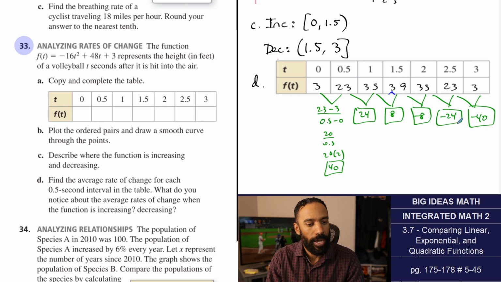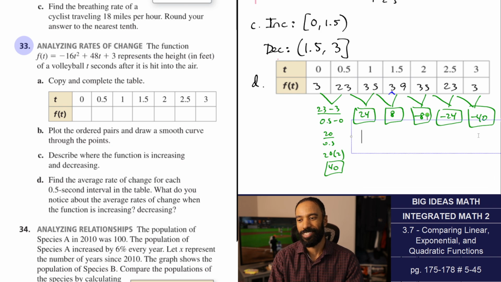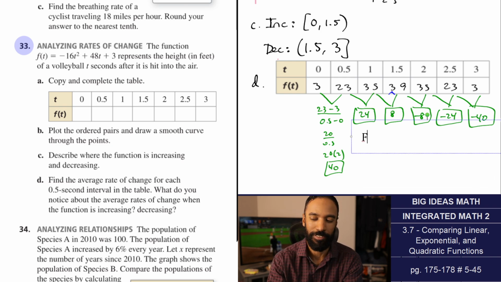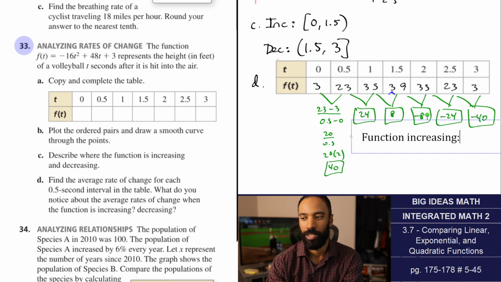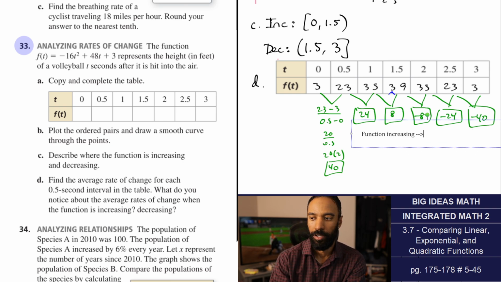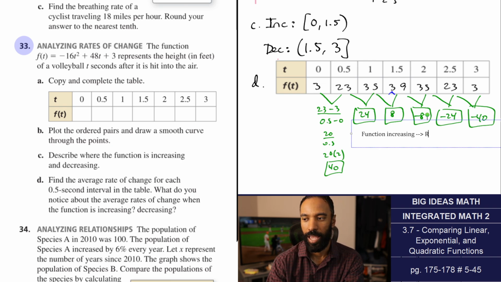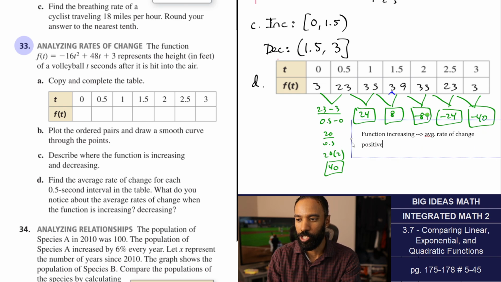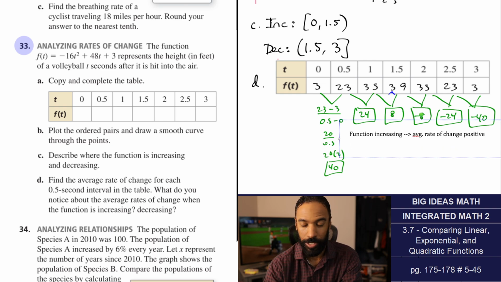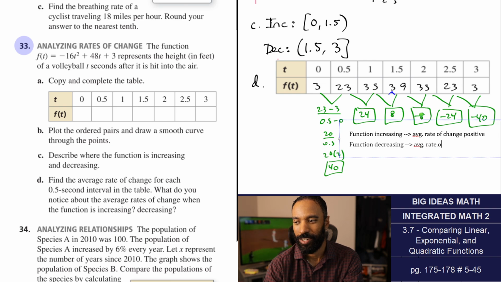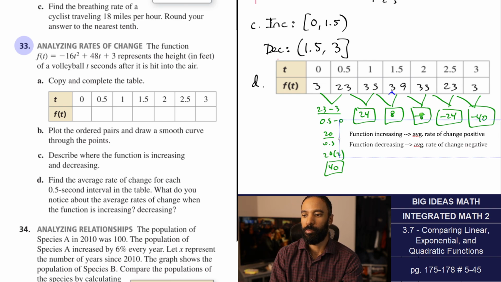So what did they ask? What do you notice about the average rates of change when the function's increasing? This is something you'll learn in calculus. Derivative positive, function increasing means rate of change positive. Average rate of change positive. And function decreasing means average rate of change negative. You're also going to learn that about what's called instantaneous rate of change. When you do calculus, about 3 years from now, if you take calculus, you'll learn that. But you're learning it now. That's what it means.